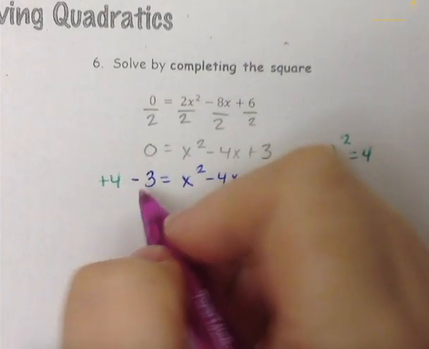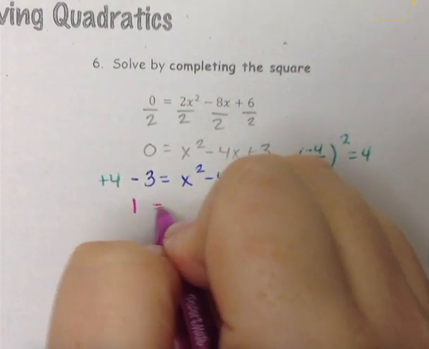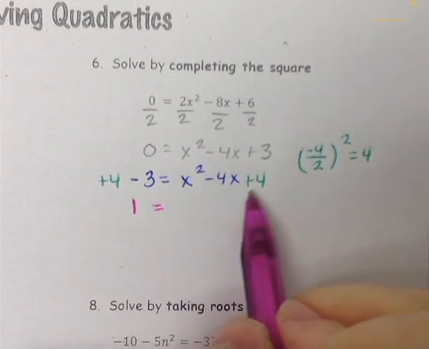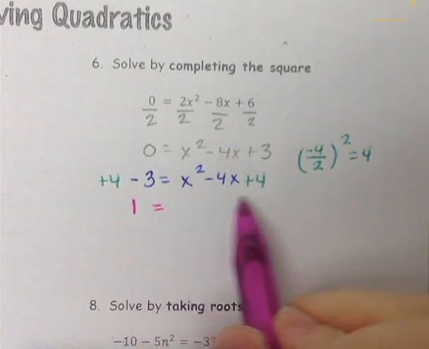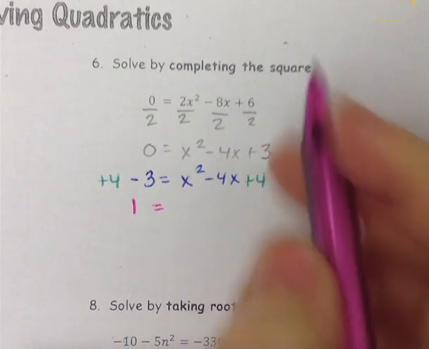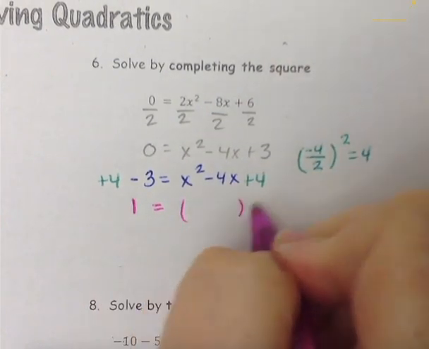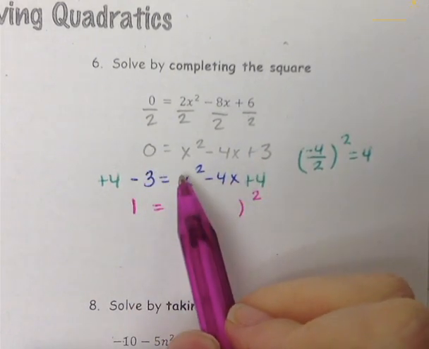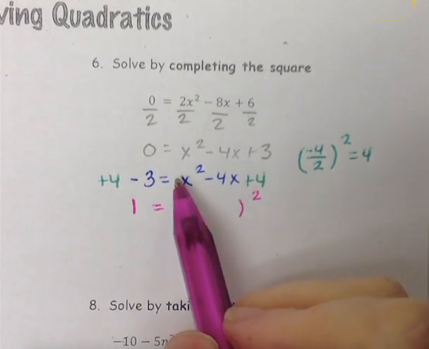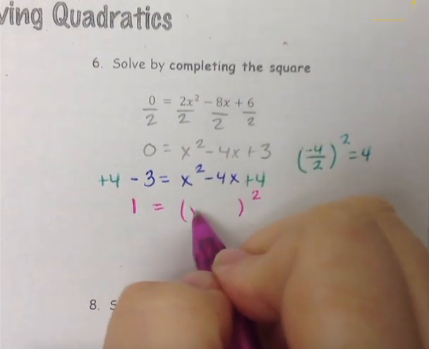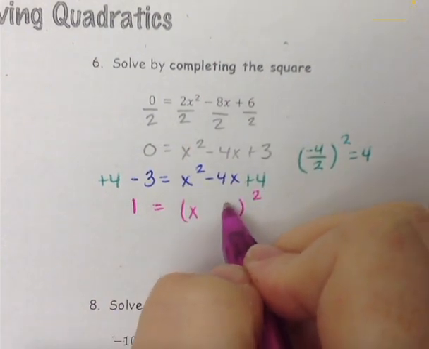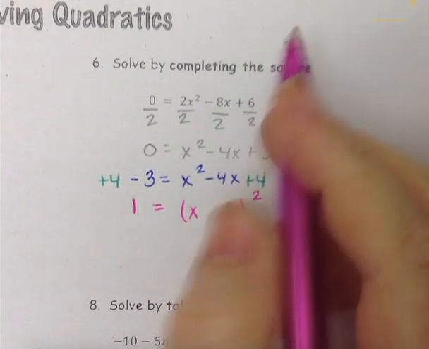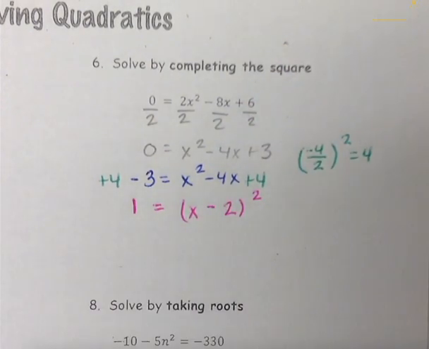4 minus 3 is 1 equals, since we have added the 4 over here, we have created a perfect square trinomial. That means that we can factor this into a binomial squared. We take the square root of the first term and the last term. So the square root of x squared is x. The square root of 4 is 2. And then we use the sign of the middle term, so that'll become a minus.